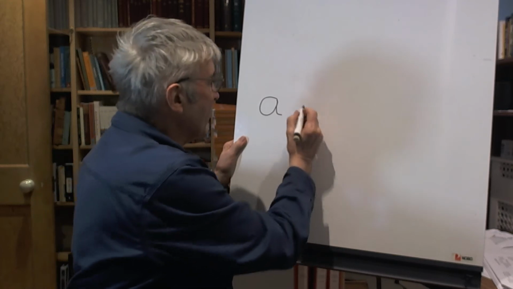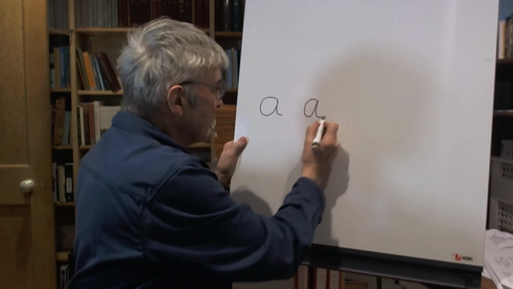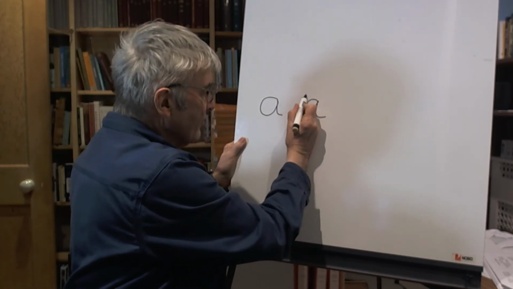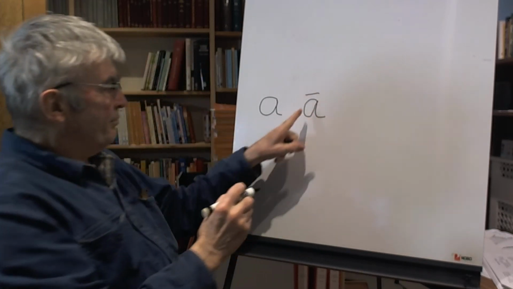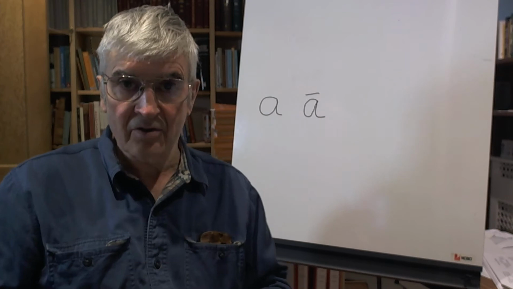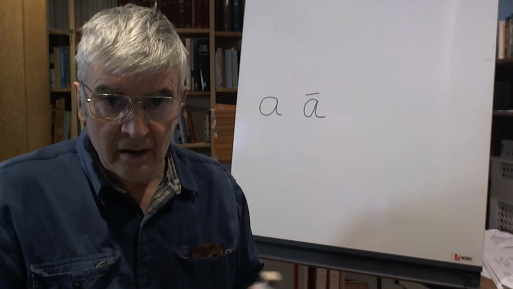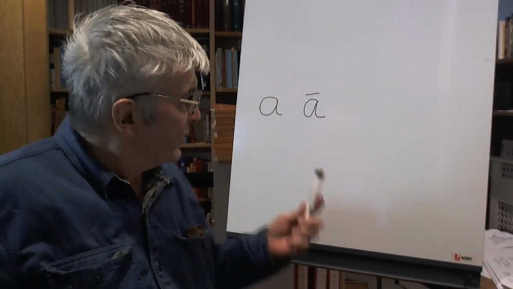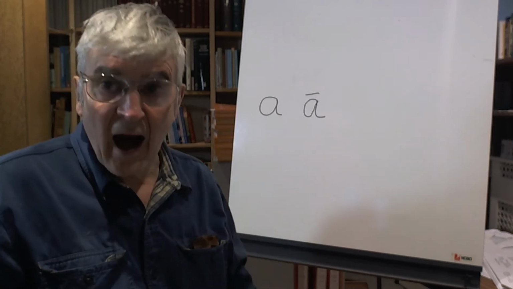That bar over the a makes it long, so that is a diacritic, meaning it makes the distinction between the short a and the long a.